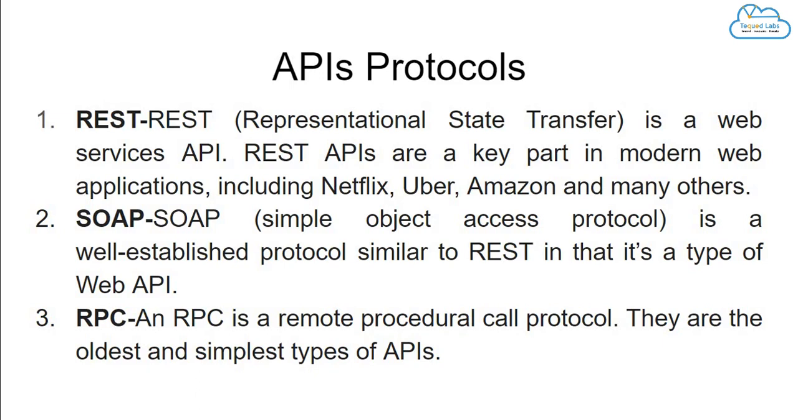The next one is SOAP, called Simple Object Access Protocol. It is a well-established protocol, similar to REST in that it is also a type of web API. SOAP has been leveraged since the late 1990s, meaning it was created in the 1990s and has been used since that time. SOAP was the first to standardize the way applications should use network connections to manage services. It was the first to standardize how applications should connect to each other.